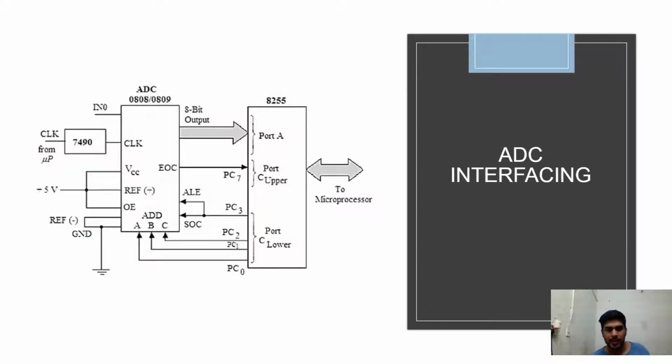ALE is also turned high at this point, so that the address buses are operational. Then when the conversion process is over and the digital value of the analog signal is ready to be transferred to the microprocessor, the ADC sends an EOC signal to the 8255 PPI, which is then forwarded to the microprocessor, telling it that the process is over. Then the microprocessor is in a position to take in the digital output from the ADC and use it to undertake the necessary logical steps. So that, in a gist, is how ADC interfacing takes place.